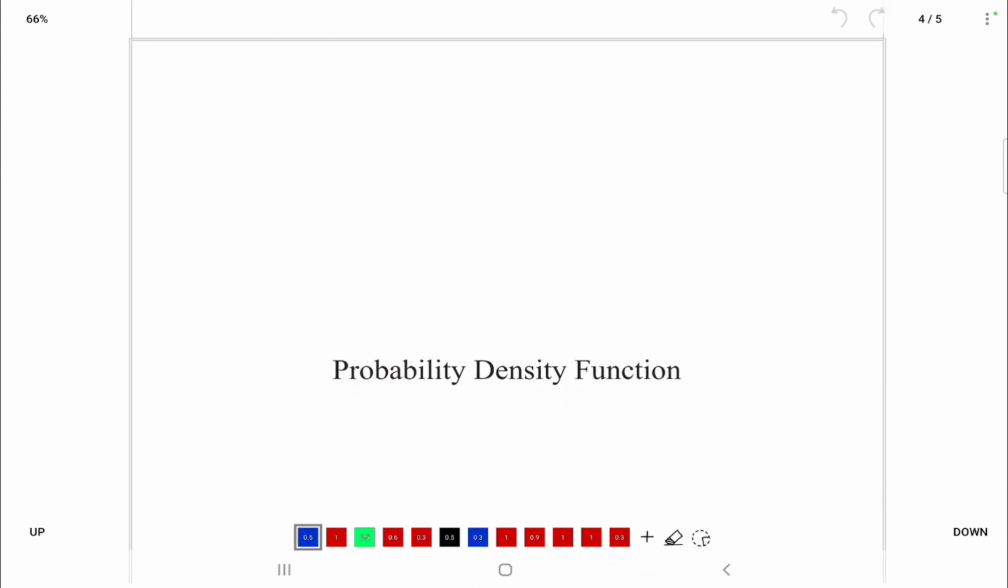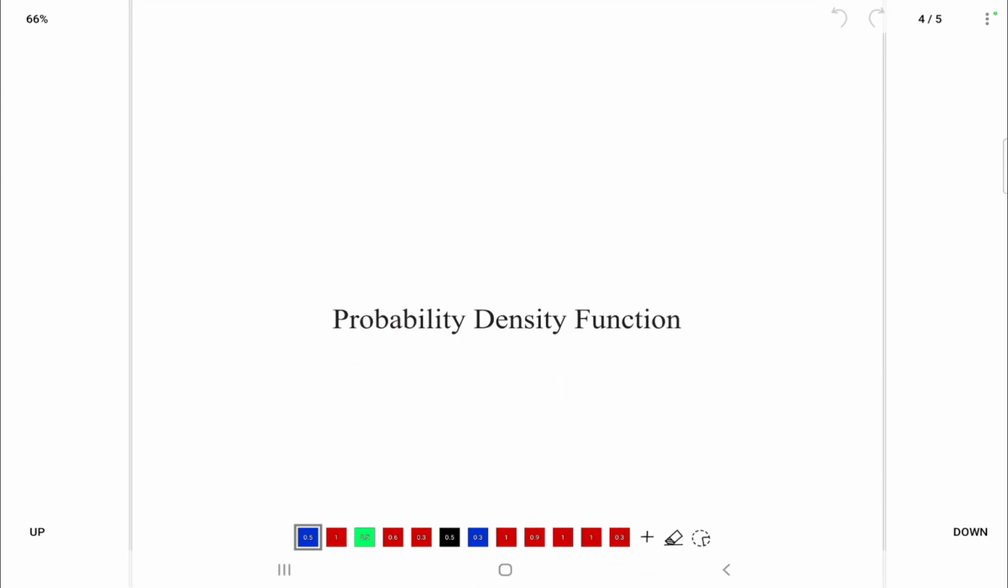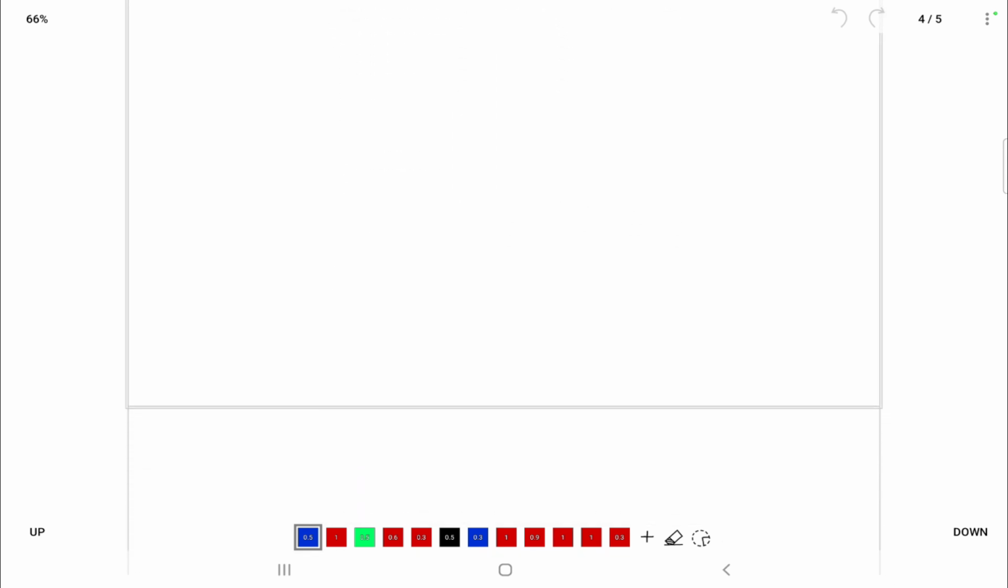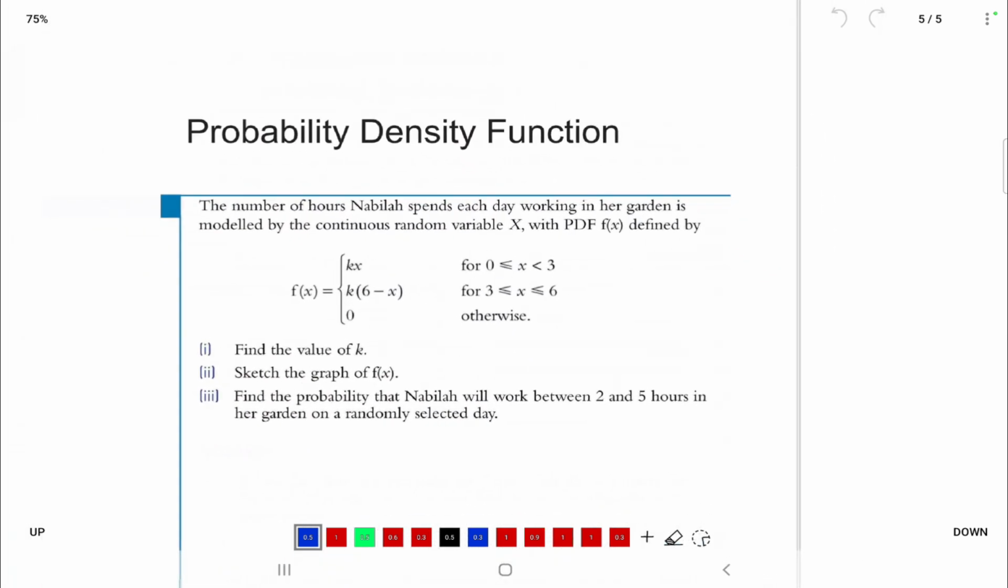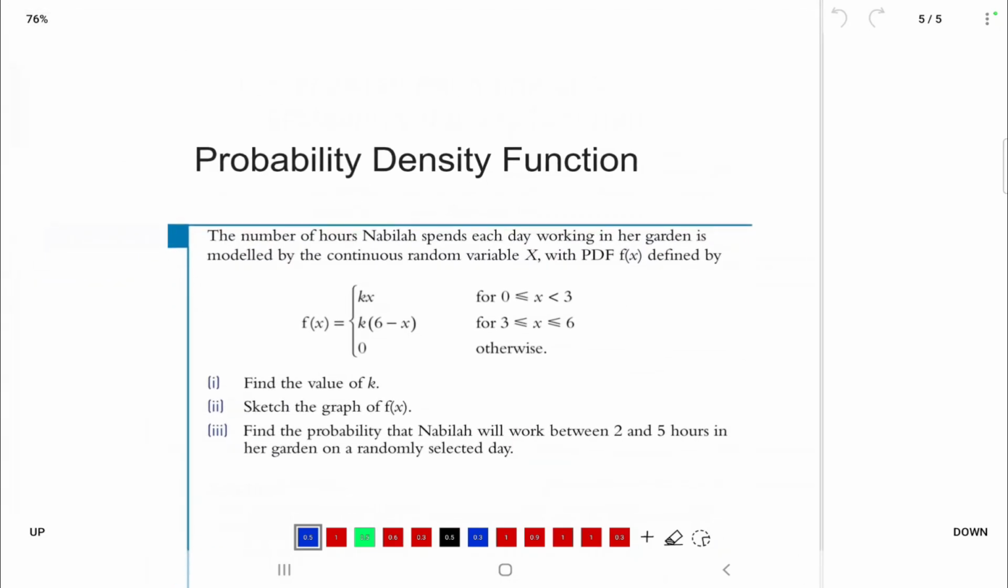We will carry on with probability to discuss the probability density function. We will explain this one through this example. So, probability density function. Okay, we have this example.